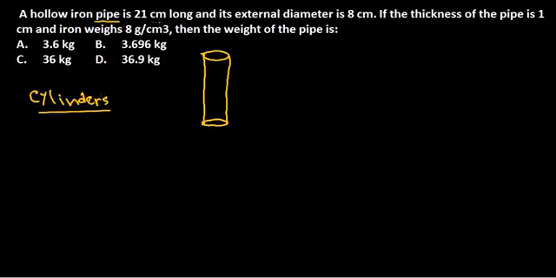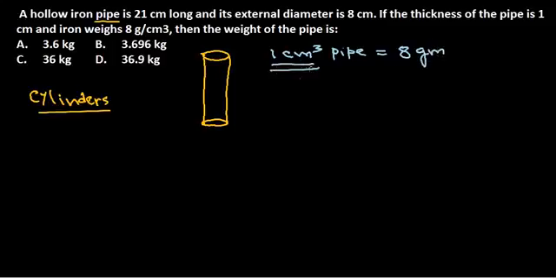Now the pipe is 21 centimeter long and its external diameter is 8 centimeter. If the thickness of the pipe is 1 centimeter and iron weighs 8 gram per cubic centimeter, then you need to get the weight of the pipe. So it makes it a little bit complicated, but it's not that complicated at all, because they told you that the weight is 8 gram per cubic centimeter. So for 1 cubic centimeter of iron, it will weigh 8 grams, right?